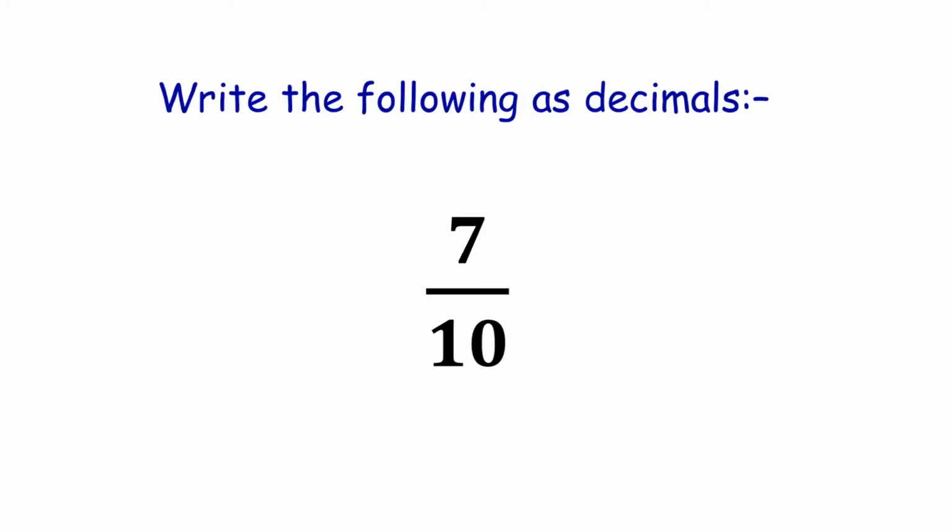Now here are some questions. If you have to write the following as decimals, the question is 7 over 10. How will you write that? The answer is going to be, firstly you will write 7, then it is 10, so you will leave one number and go to the left hand side and add the decimal, and the answer will be 0.7.